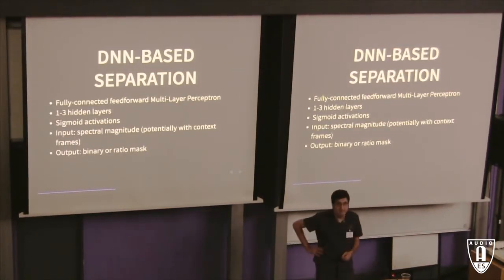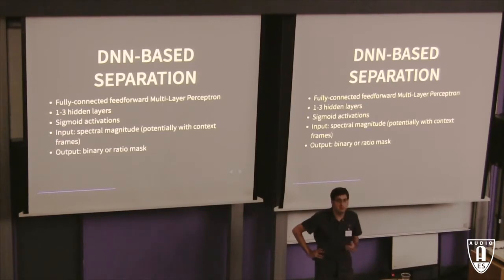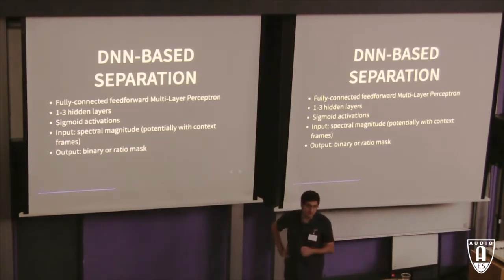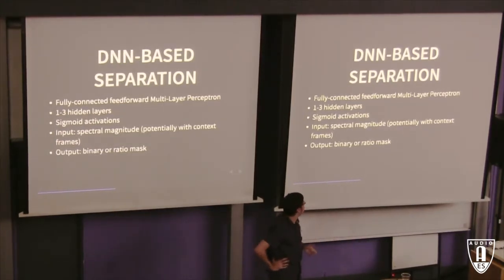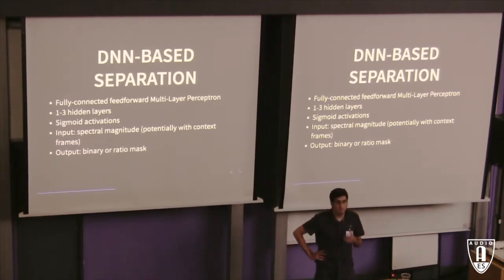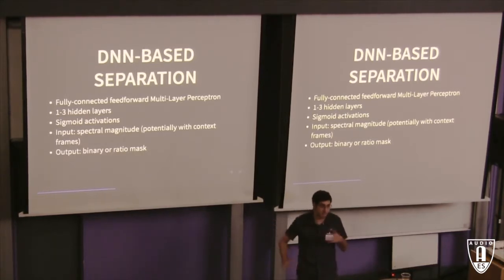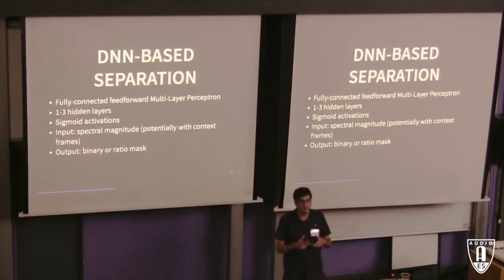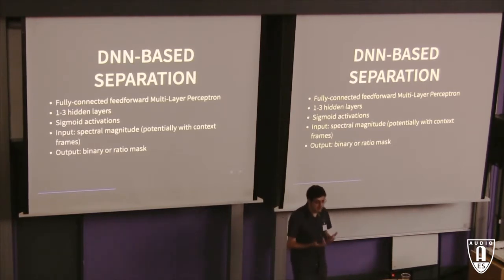The technique that we're using, I think most people are either doing deep neural networks or thinking about it, so this is more like a mainstream approach. It's a typical fully connected neural network with a few hidden layers. We play with one to three hidden layers with sigmoid activation functions. We give it a spectral frame, sometimes with context like the previous and the next frame, and we hope that it will learn to predict one of these masks. So the output is the ratio or the binary mask.